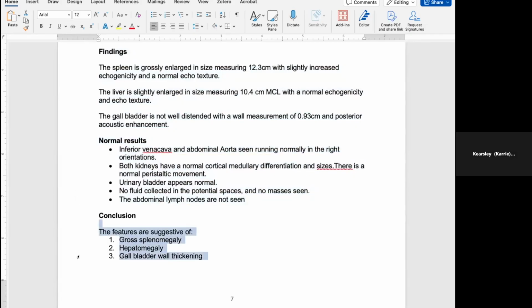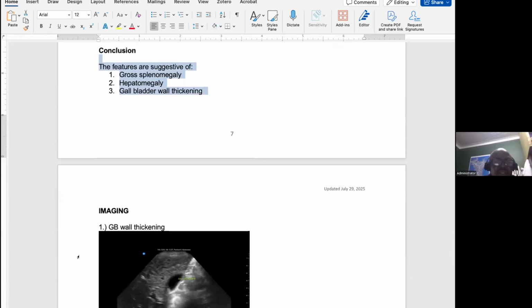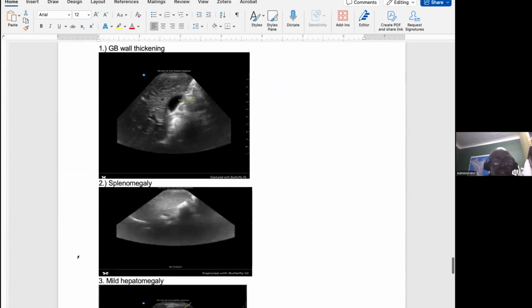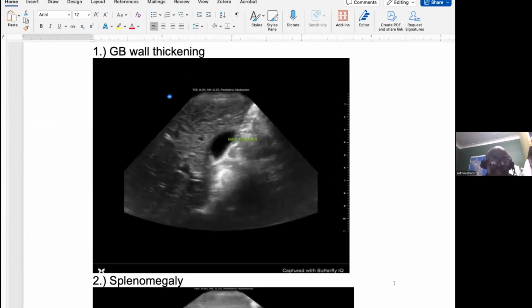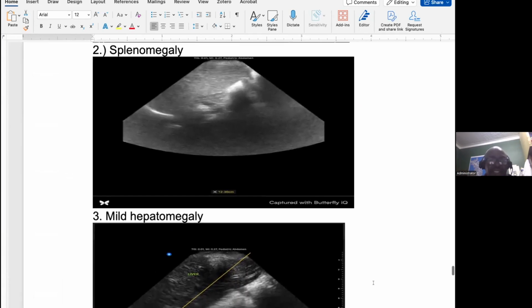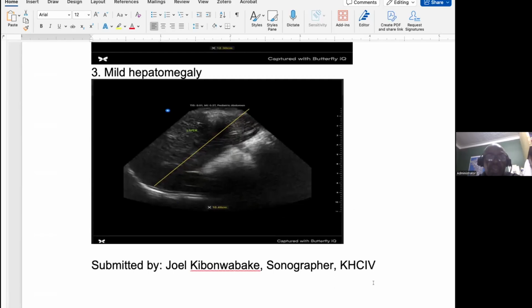In our conclusion, we had gross splenomegaly, we had hepatomegaly, and the gallbladder was thickening. Image number 1 is showing the gallbladder, which was not well distended with posterior enhancement. When you look at the wall, it's somehow thick. Number 2 is the spleen, which was enlarged, and the normal is supposed to be 8 at that age. Number 3, we had the liver, which had a texture that almost looked normal, but it was also enlarged.